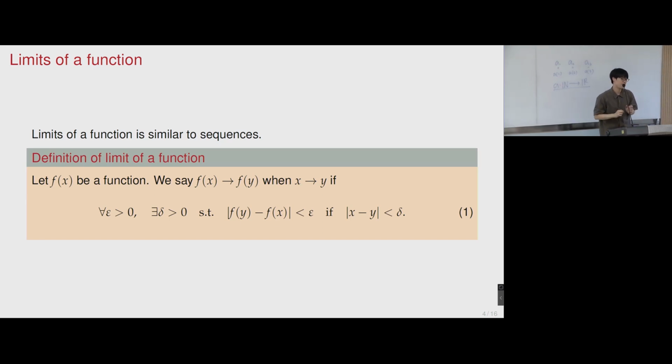So let me read the definition with you. When we say the limit of a function, the definition is as follows. We let f(x) be a function, and we say that f(x) converges to f(y) when x goes to y. This happens only when, for all epsilon, there is some delta such that if the absolute value of x minus y is smaller than delta, then the absolute value of f(x) minus f(y) is smaller than epsilon. You can see this is very similar to the concept of sequences, except we're using delta instead of N.